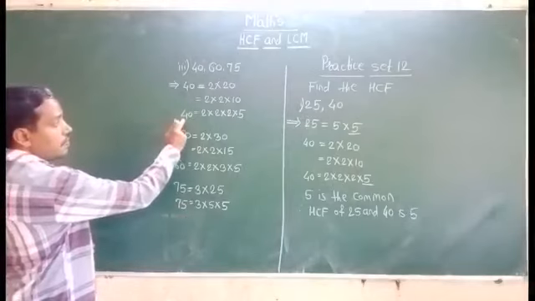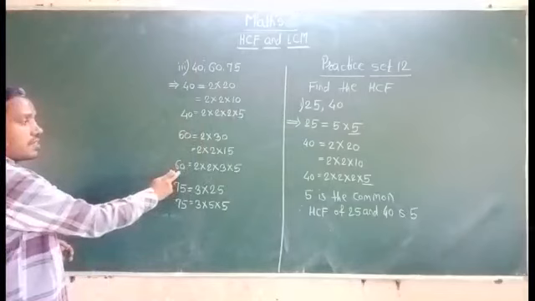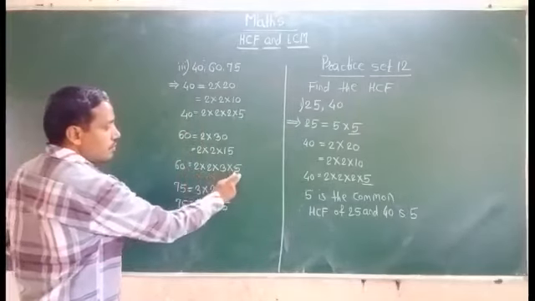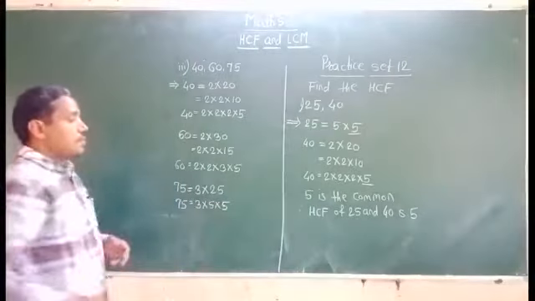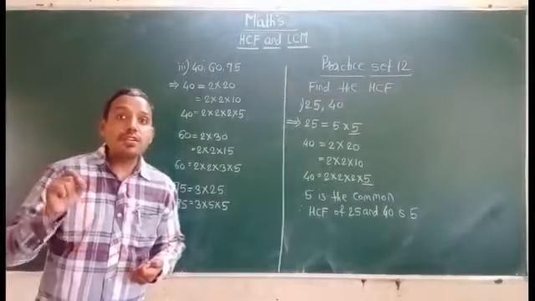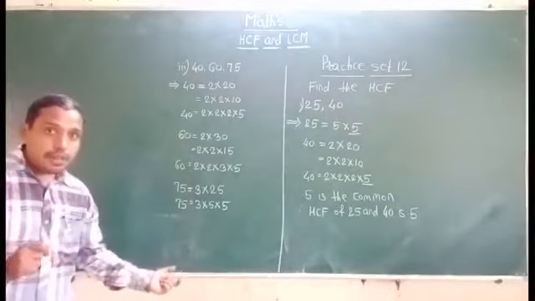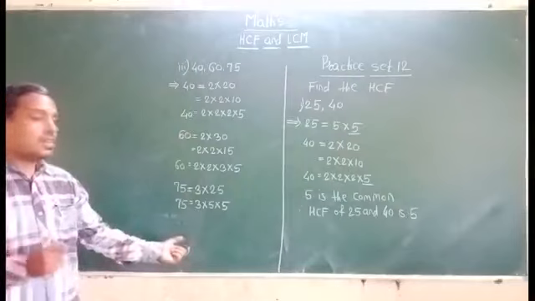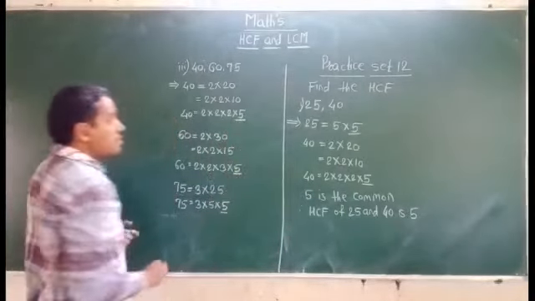So the prime factorization of 40 is 2 into 2 into 2 into 5. The prime factorization of 60 is 2 into 2 into 3 into 5. And the prime factorization of 75 is 3 into 5 into 5. Then underline each and every common factor among all three prime factorizations. So 5 is the common factor.